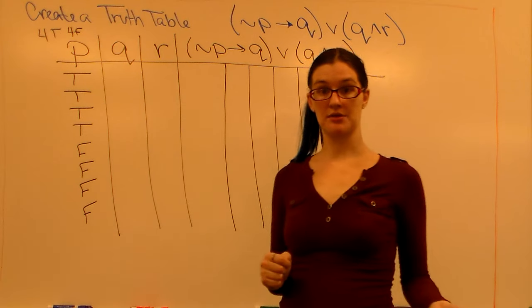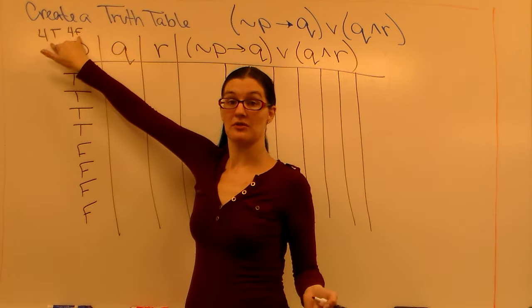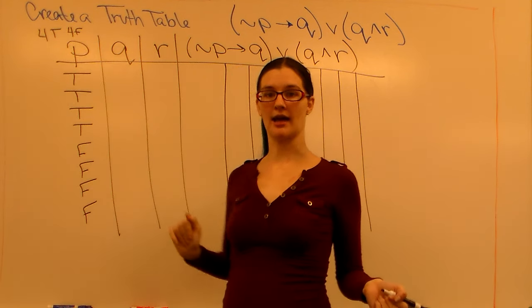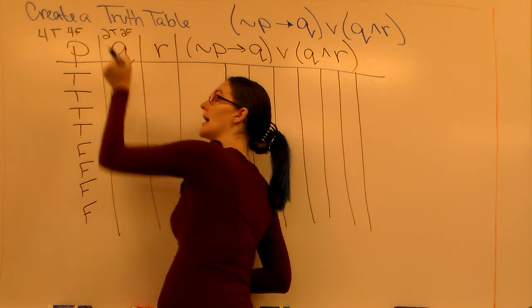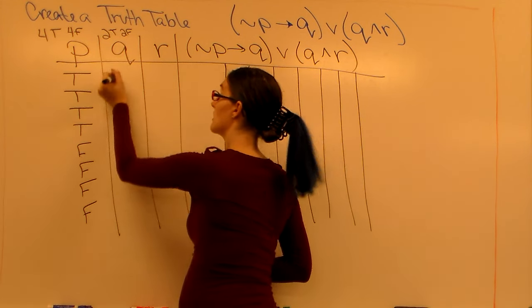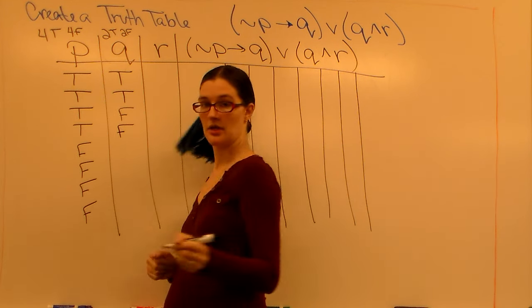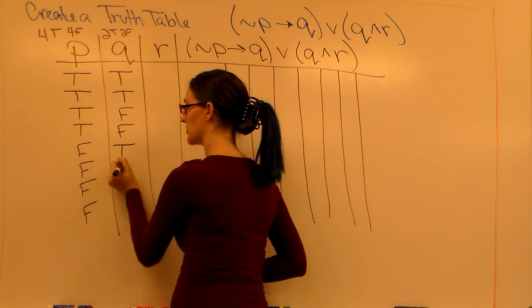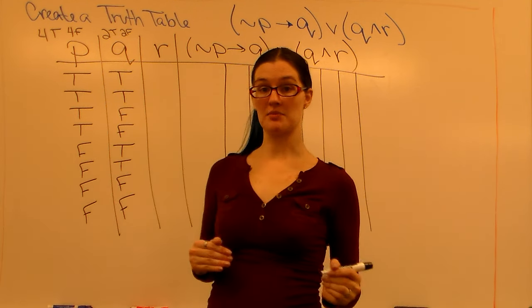Four true, four false. Then when you go to Q, you're gonna cut the four and four in half. You're gonna do two trues and two falses. I've got true, true, false, false. Then repeat, true, true, false, false, until you have all eight of your options.